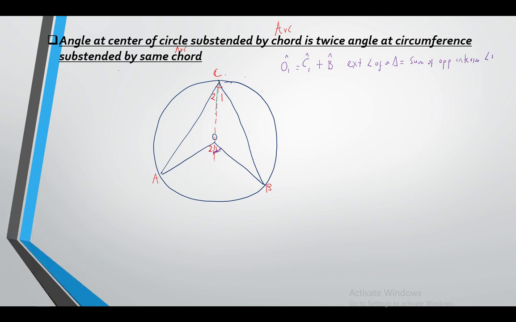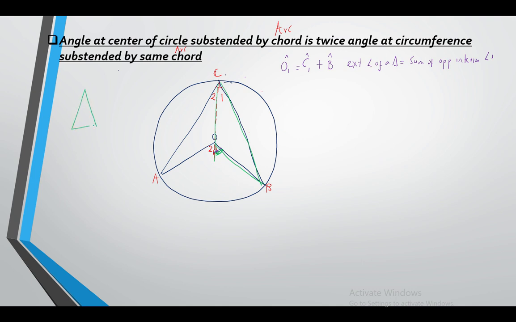Very, very important: you have to identify the triangle we are talking about. I'm talking about this triangle here. So I'm saying this angle O1 is the exterior angle of triangle COB. It is outside, and the exterior angle of a triangle is equal to the sum of the opposite interior angles, that is, two angles inside the triangle being added.